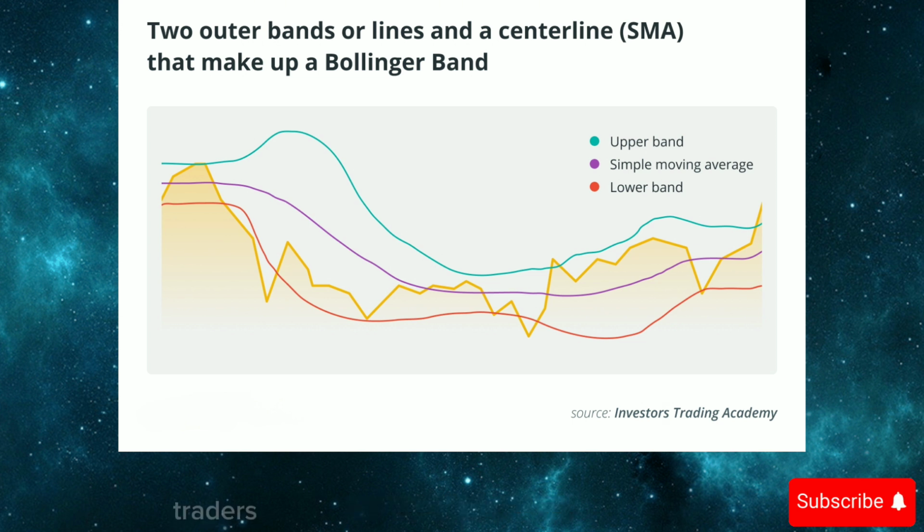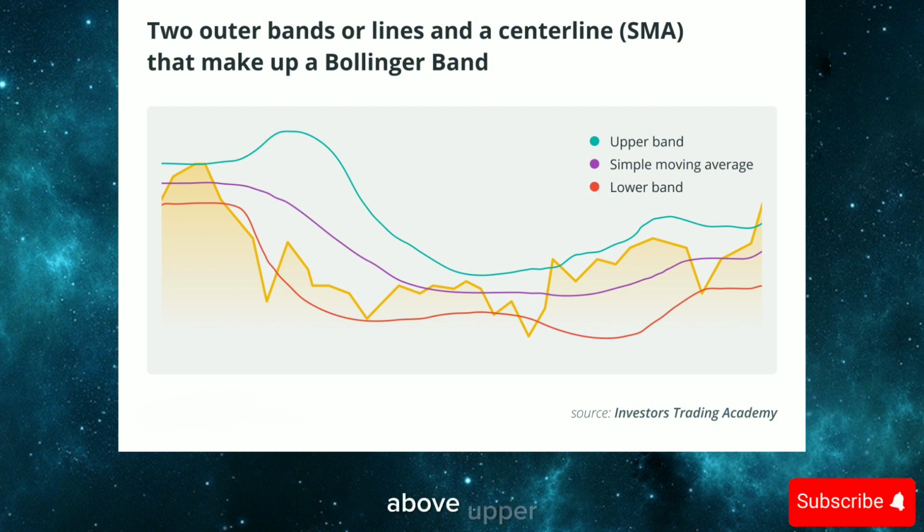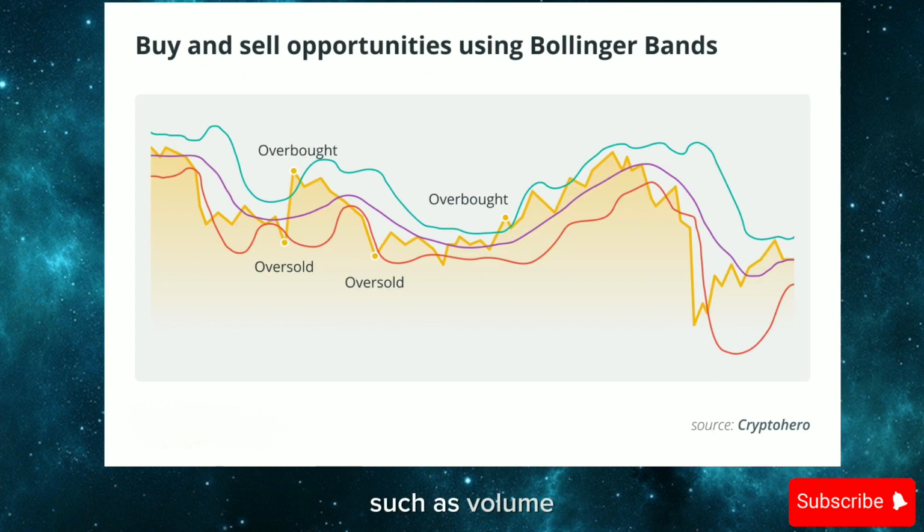Entry points. Traders enter positions following price breakouts from Bollinger Bands, above the upper band for up, below the lower band for down, often using additional confirmation indicators, such as volume. Stop loss and take profit. Implement stop-loss orders to limit potential losses if the breakout fails to hold and set take-profit levels according to one's trading strategy.